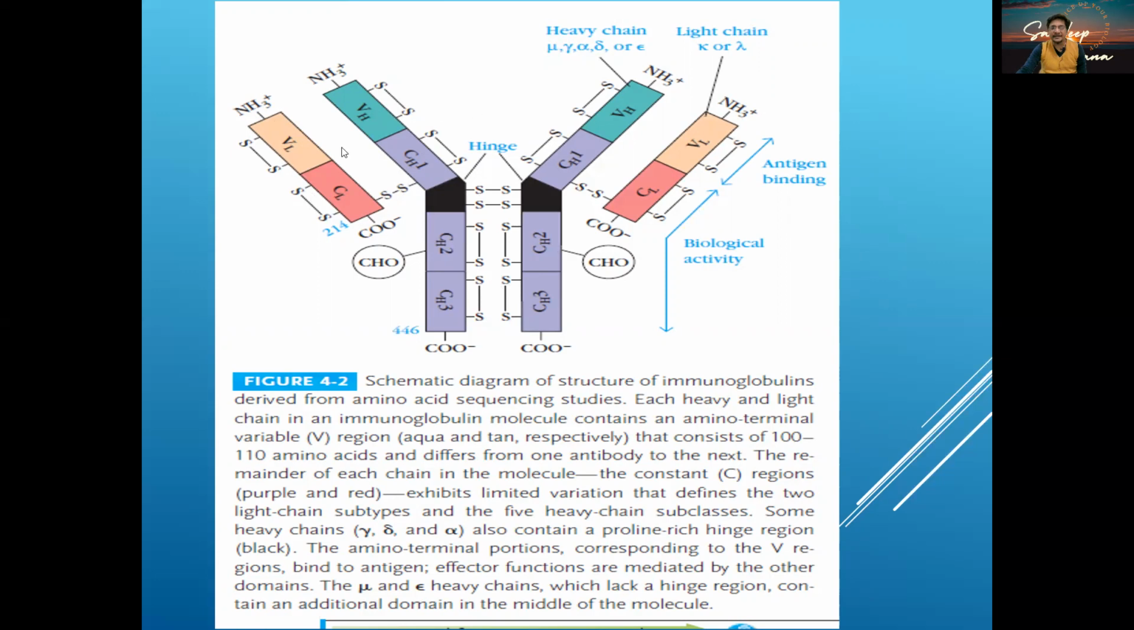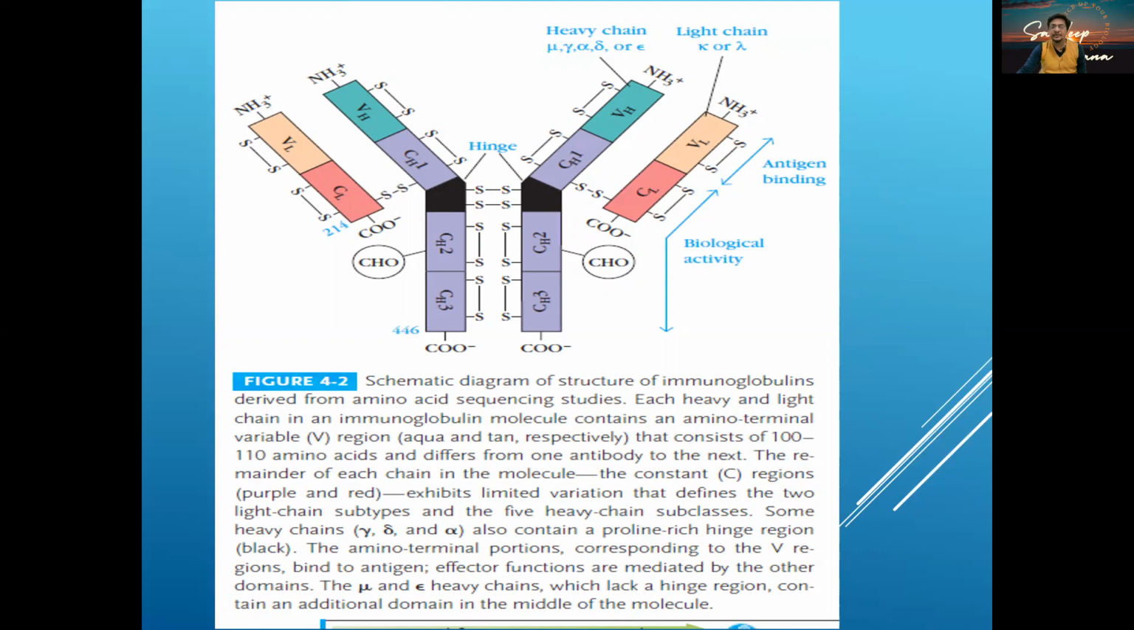In the variable region, you also have the hypervariable region, which can bind with the antigen. So the binding site to the antigen will always be present in the variable region. It has the distinction of a single amino acid. Even if two antigens differ by a single amino acid, they will be recognized by the antibodies.